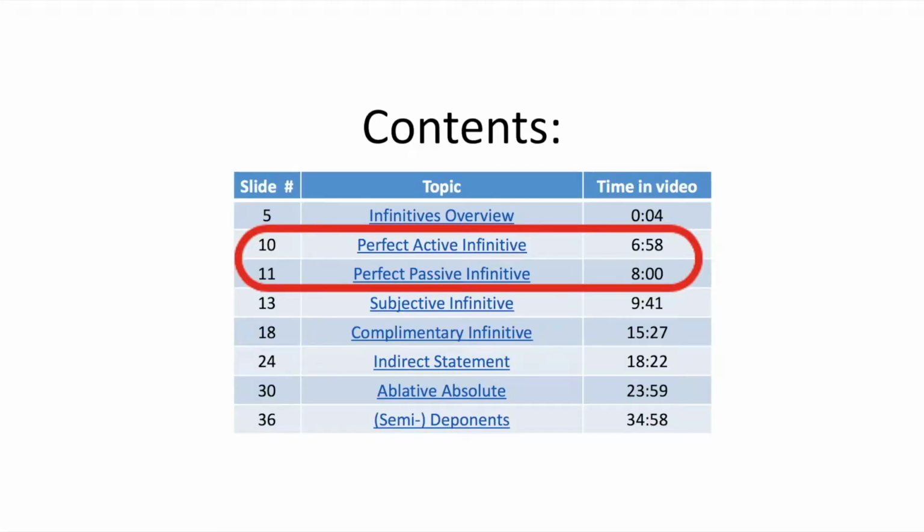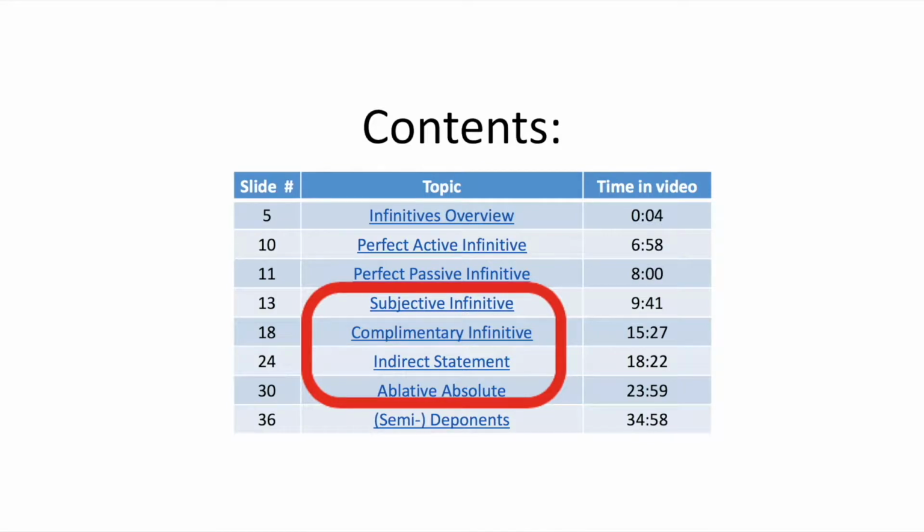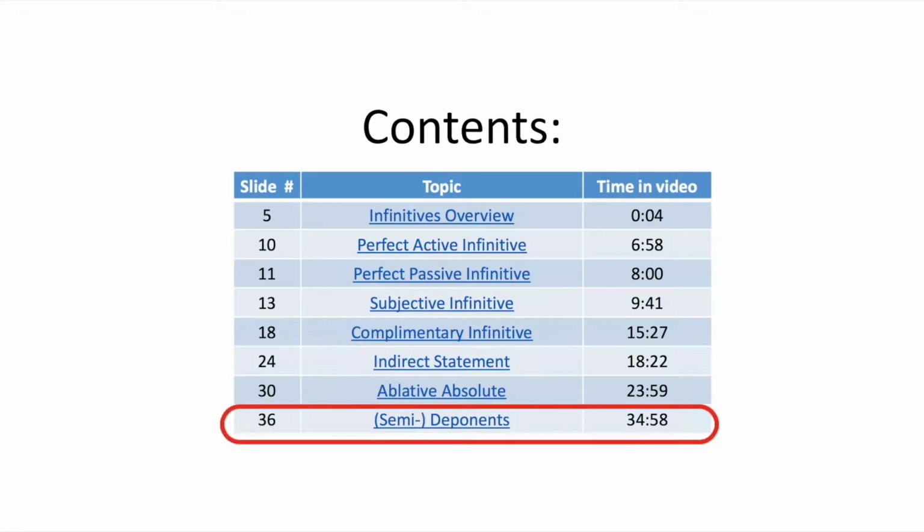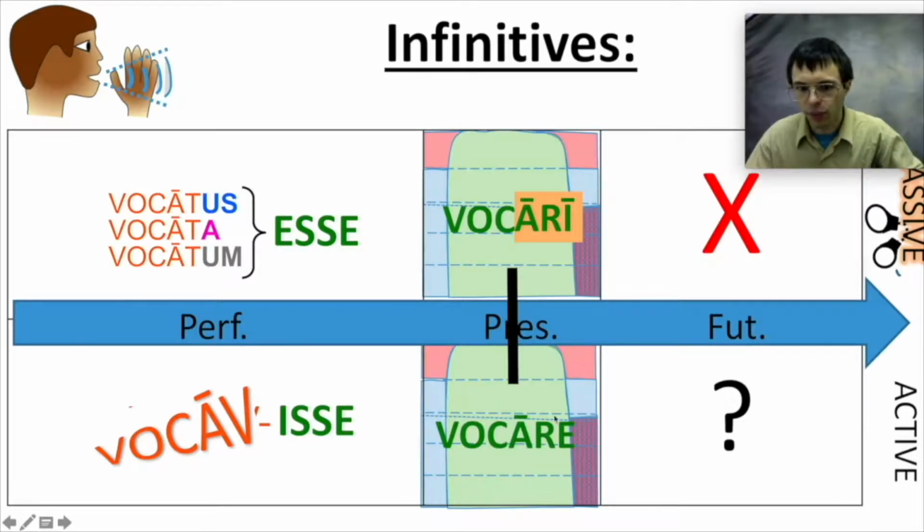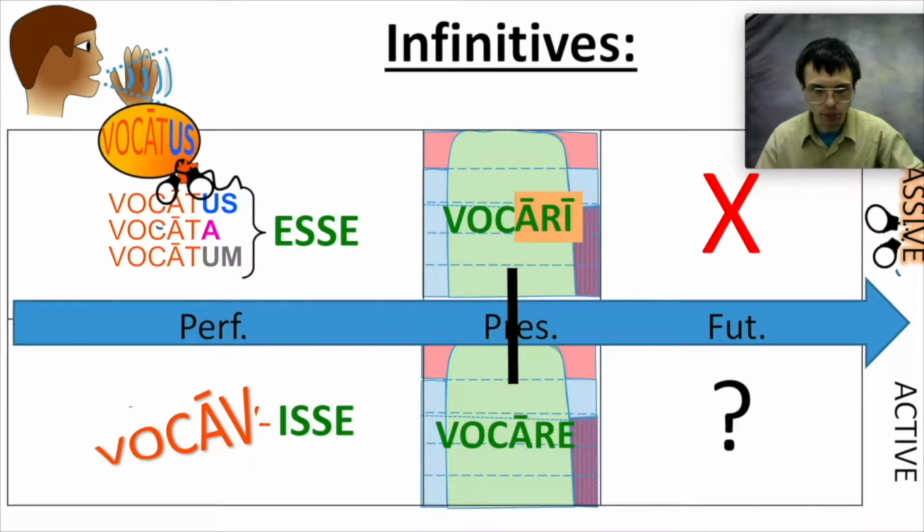Okay, so we have two more infinitives to learn this chapter also, as well as 4 applications of them, and then the perfect tense of deponents. So far we've had the two in the middle, which are the present, active and passive. Now we're going to get on the far left over there, the perfect active and passive.